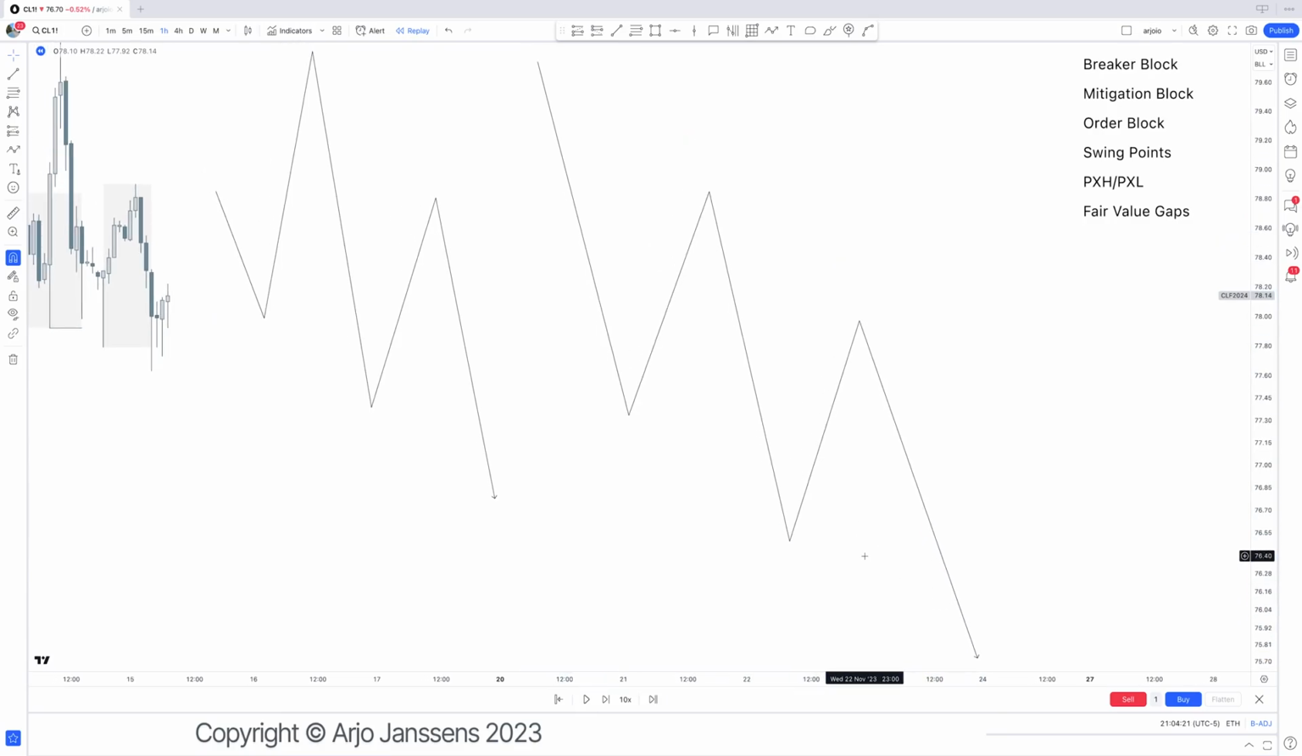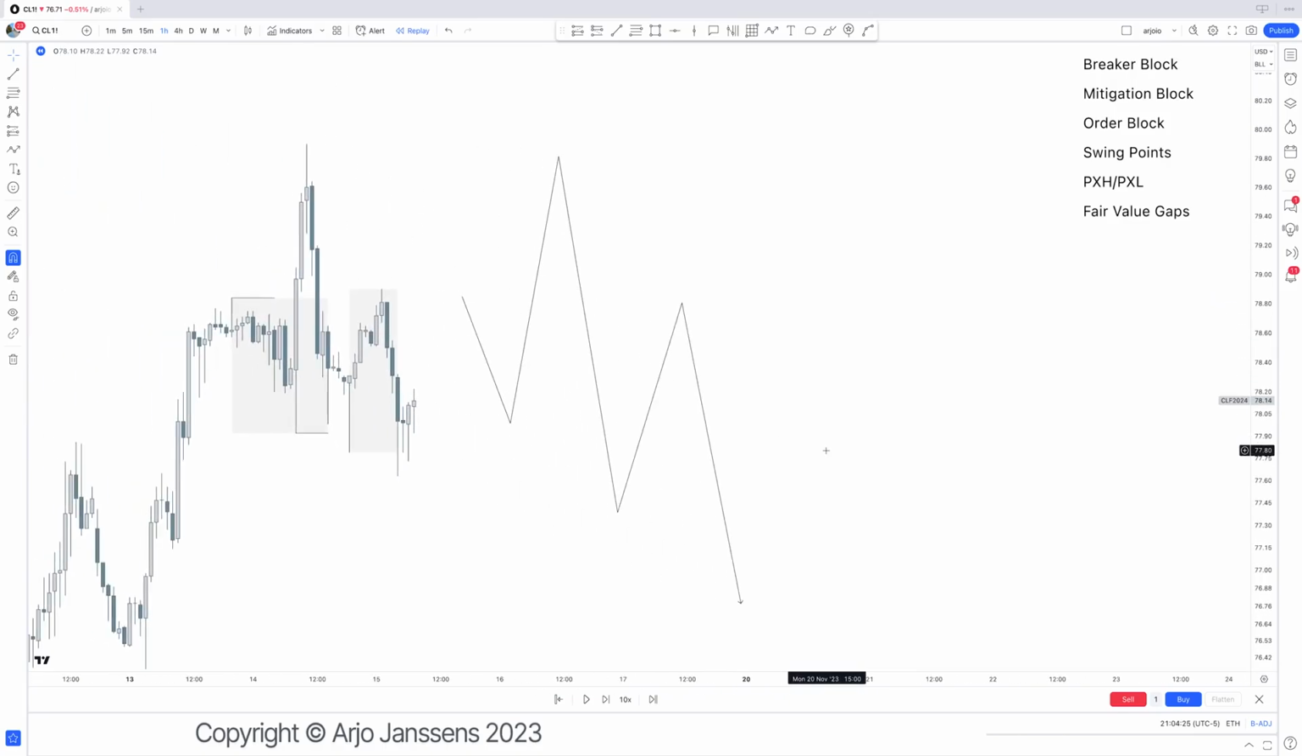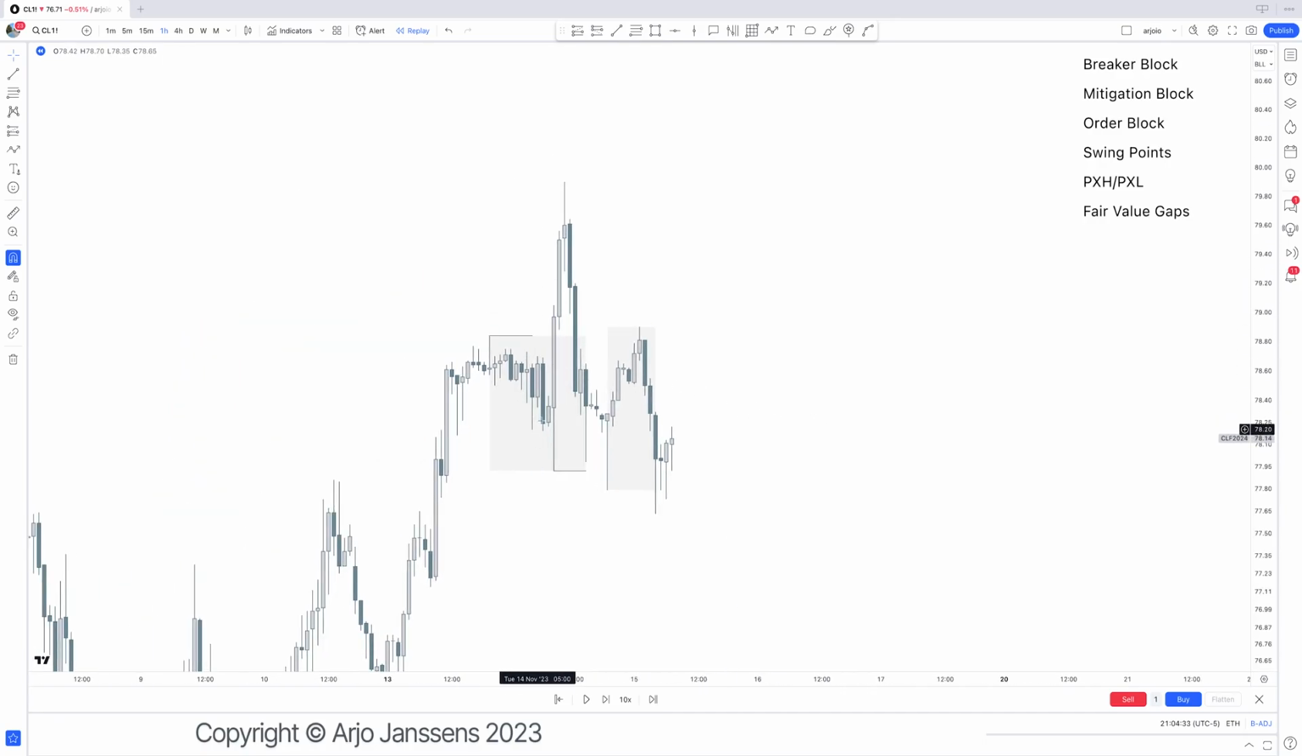A new mitigation block overall. Now, that is very similar to an actual order block. There's only a slight difference, where the breaker block can only happen once right here. The breaker block happens at the beginning of the reversal, at the first reversal area. That's your breaker block. Everything afterwards is a mitigation block or an order block.